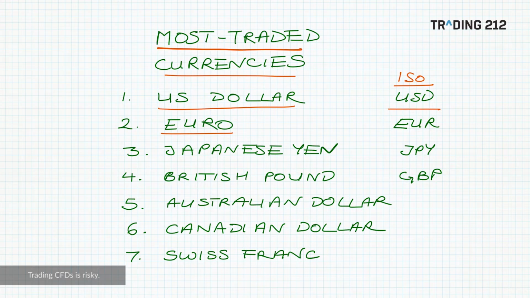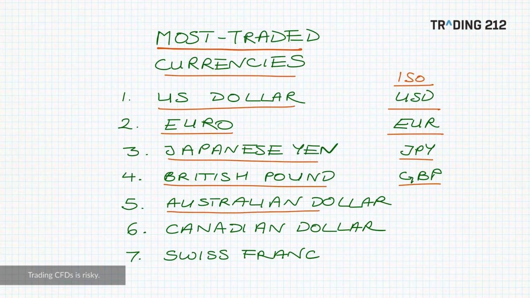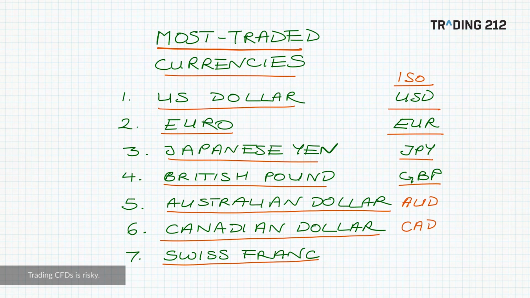Euro is in second place. We've already looked at its code in previous videos being EUR. Similarly for the Japanese yen, which is in third place, we know that the code is JPY. And in fourth place, as we talked about earlier in this video, the code is GBP. Now in fifth place, a currency we haven't looked at yet in this series is the Australian dollar, and its code is AUD. The Canadian dollar in sixth place, and its three-letter code is CAD. And then in seventh place, we have the Swiss franc, and its ISO code is CHF.